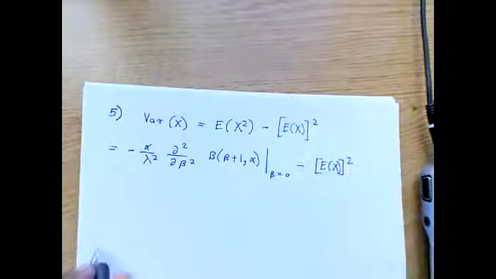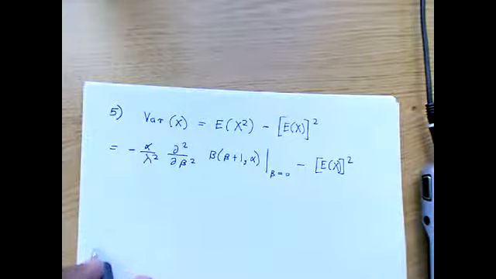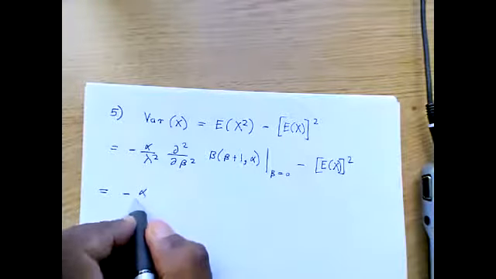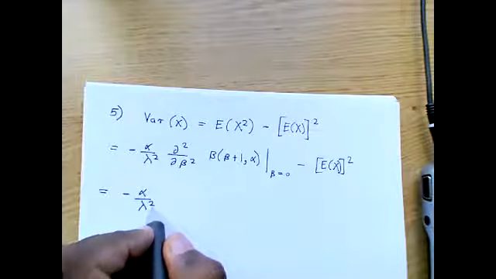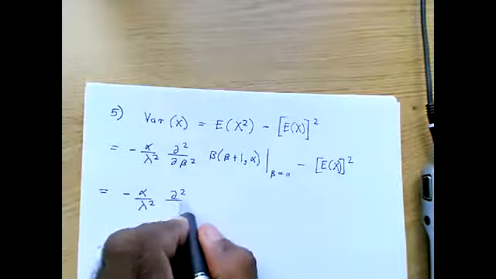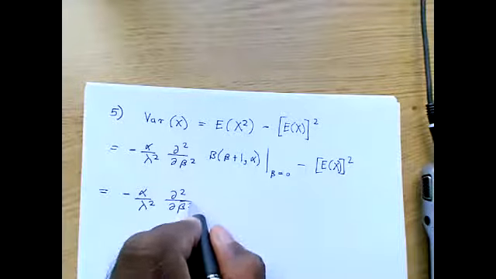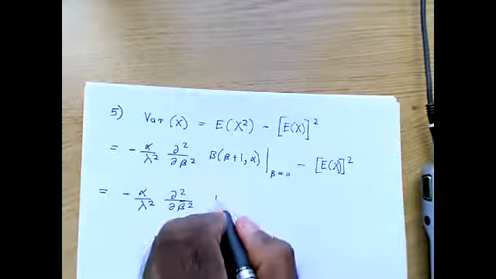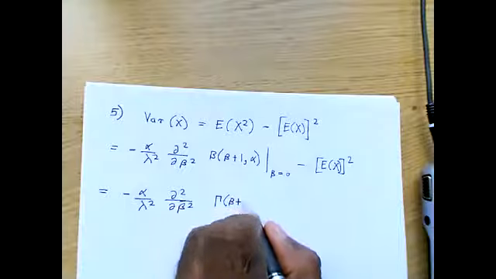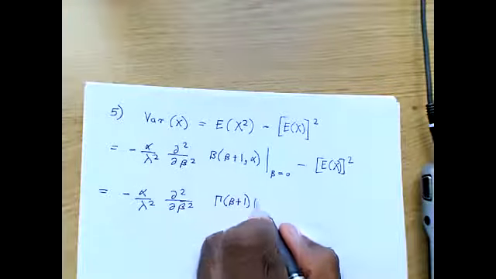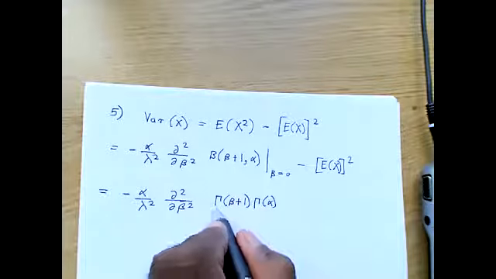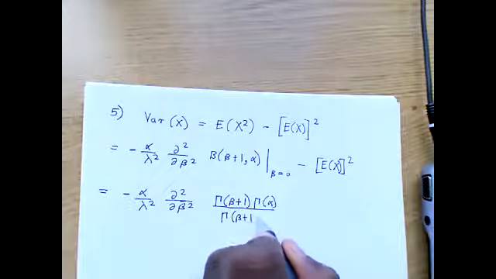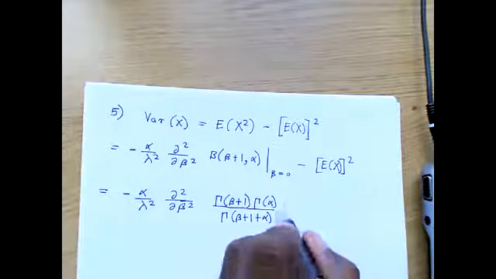Okay, guys. Now I'm going to use the same result as I did in the previous part. Now this one, according to the video I did, can be written as, this is one of the properties of a beta function.